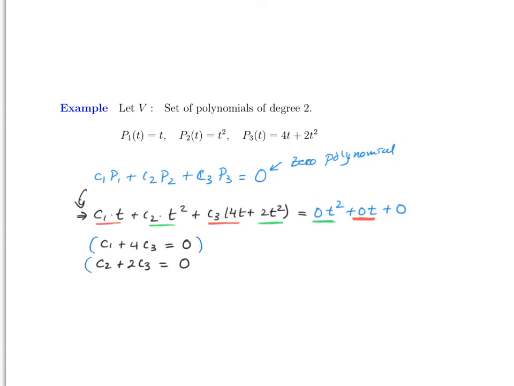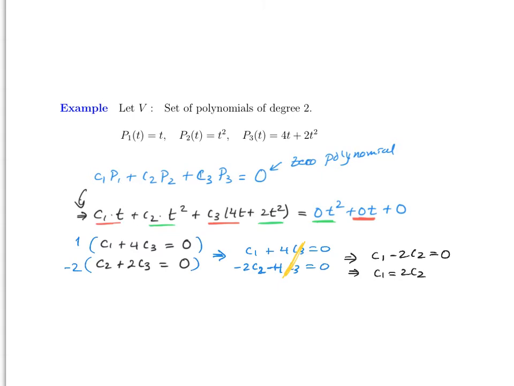So we can multiply the first equation by 1, the second one by -2. And from here it will give us c1 plus 4c3 equals 0, and this one will give us minus 2c2 minus 4c3 equals 0. Clearly these two cancel. So this implies that c1 minus 2c2 should equal 0, or that c1 equals 2c2.